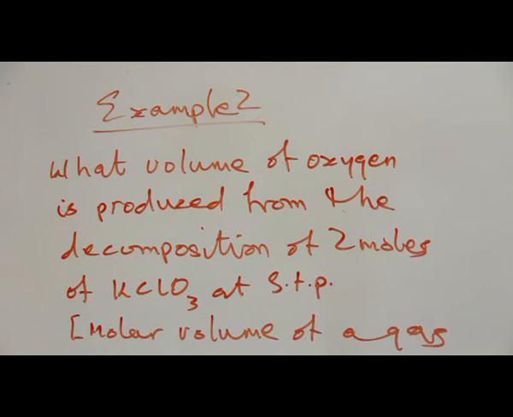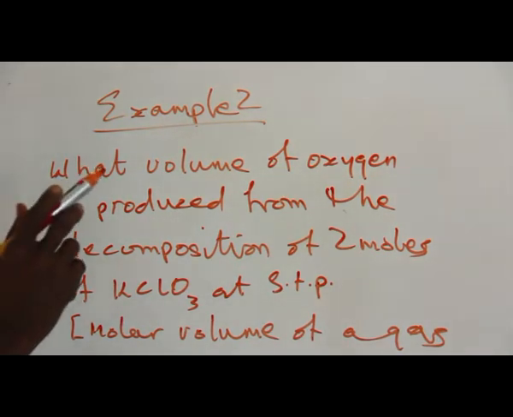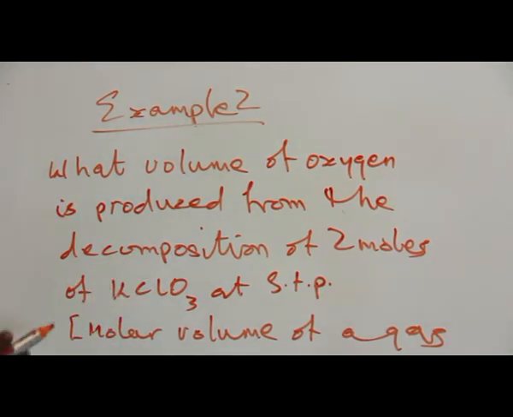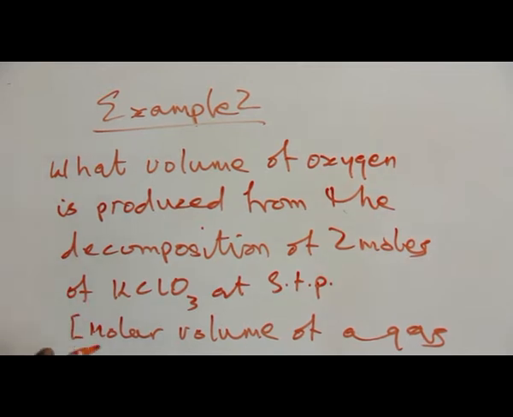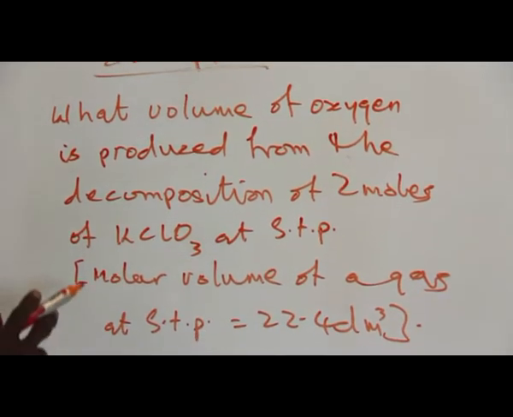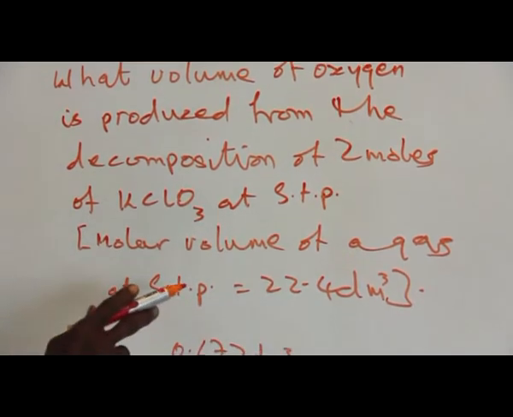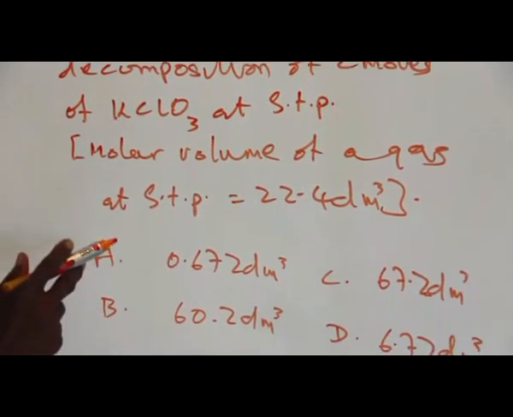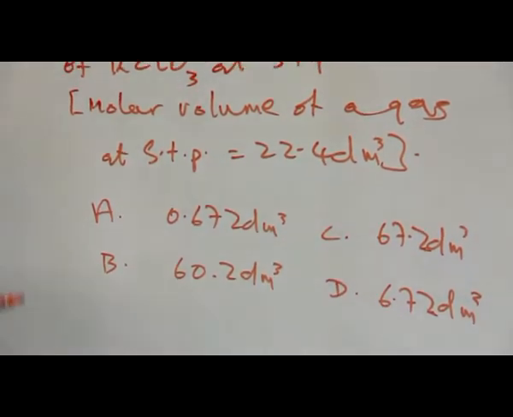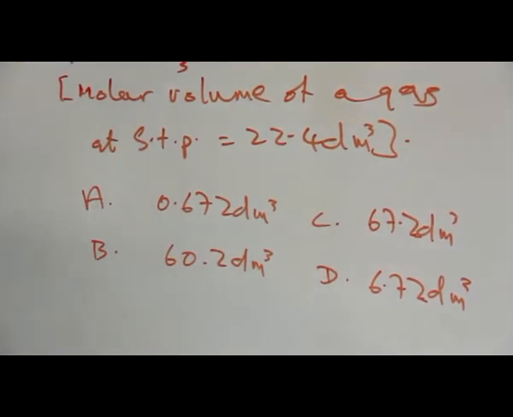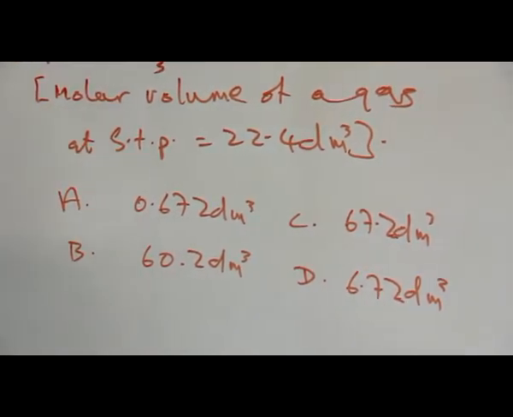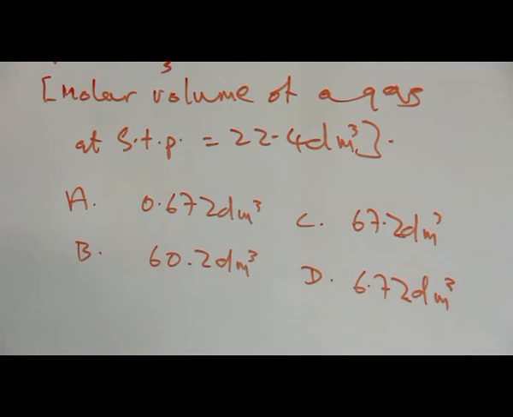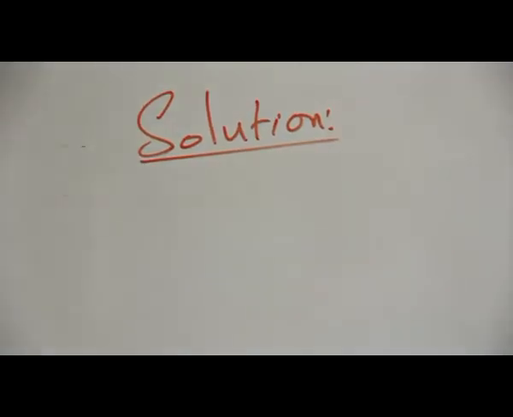Second illustrative example. What volume of oxygen is produced from the decomposition of 2 moles of potassium chlorate at STP, given that the molar volume of a gas at STP is 22.4 dm³? The options are A. 0.672 dm³, B. 60.2 dm³, C. 67.2 dm³, and D. 6.72 dm³. Let's consider the equation of the reaction.